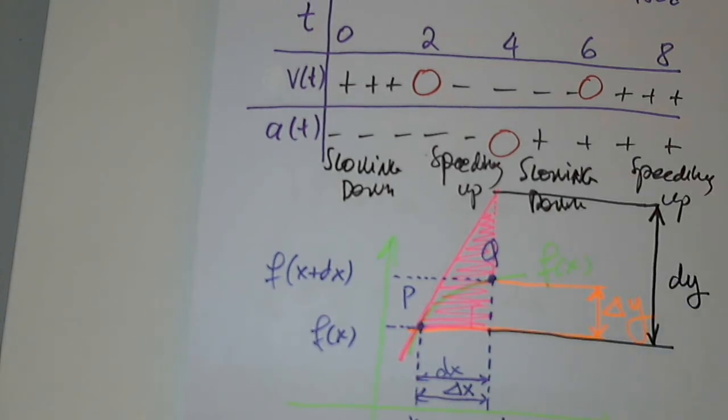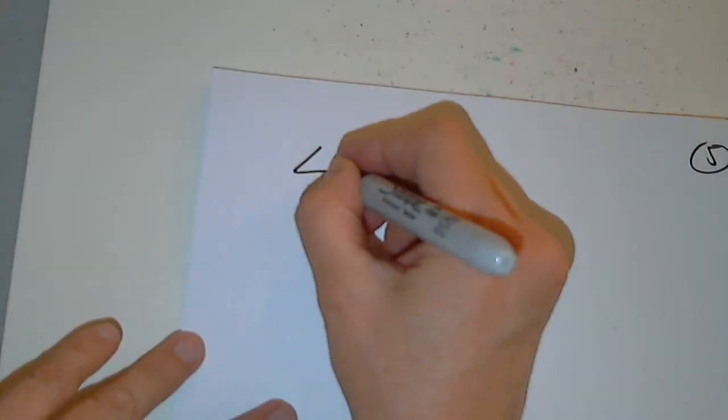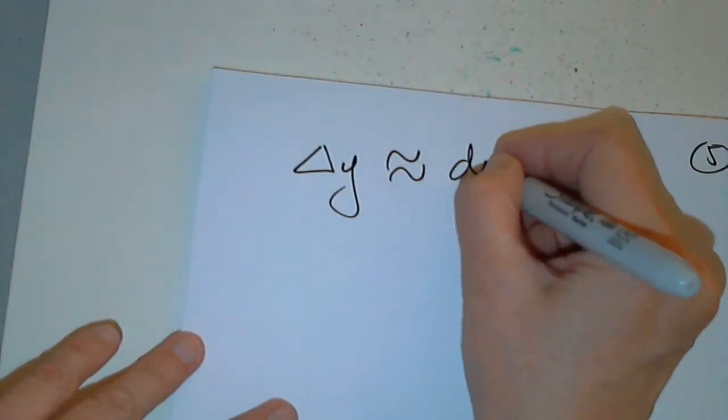And you can say, wait a minute, you're telling me that these are close? Very close. Because Q is not here. Q is here. Therefore, the exact change can be approximated by the estimated change. So delta y is approximately dy.